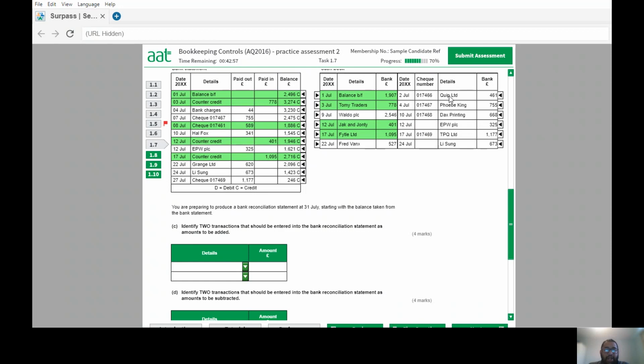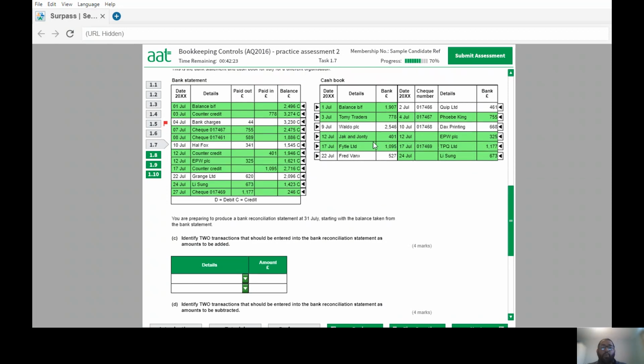And now look at the credit side, Quick Limited 461, it's not showing there. 755 for Phoebe King is there. DAX Printing 668, no, hold on, it's not there. 325 pounds, that is there. TPQ117, that one is there. And the last one is Silung 7673, that's also there.